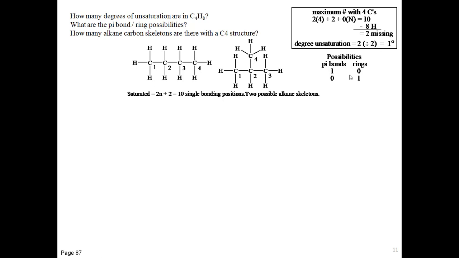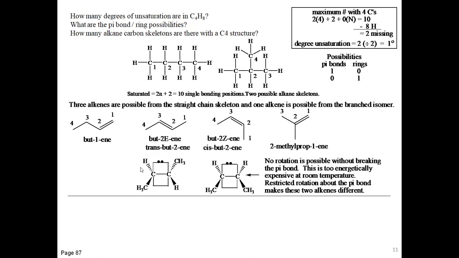So possibilities, we could have a pi bond, or we could have a ring. And these are the two skeletons that we could use to generate those possibilities. So if we look at pi bonds first, I could put a pi bond on the straight chain between the first two. So that's the only way I can do that.